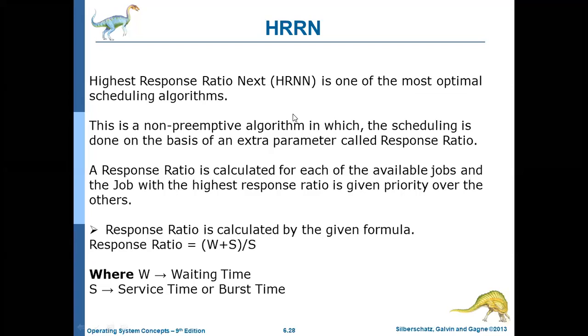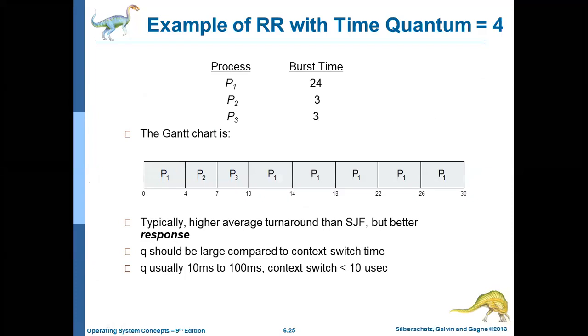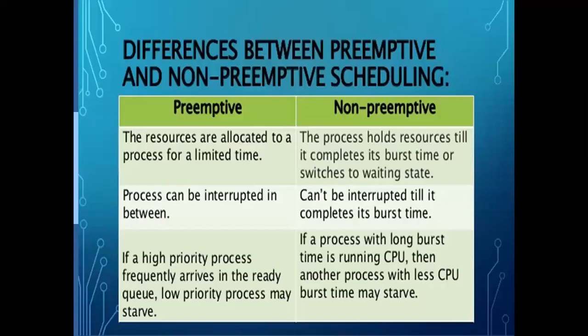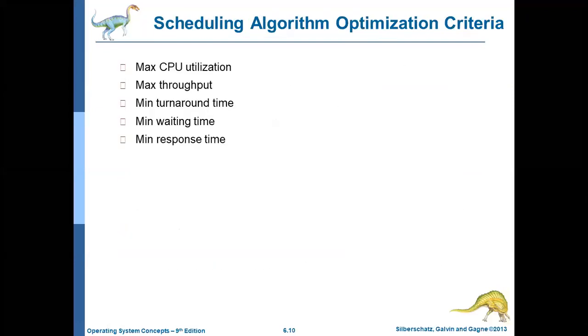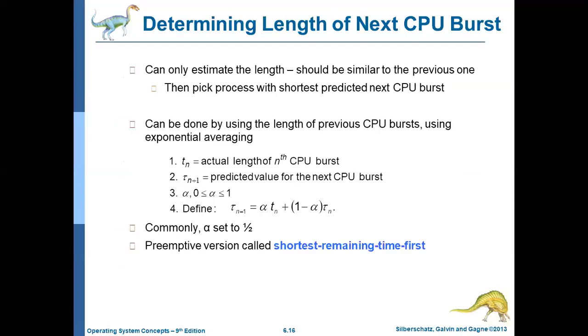Next, okay. So far, how many CPU scheduling algorithms have been discussed? So far, we covered various scheduling algorithms like FCFS, SJF, SRTF, priority, round robin, and HRRN. These are the 6 popular scheduling algorithms. 6, not 4.